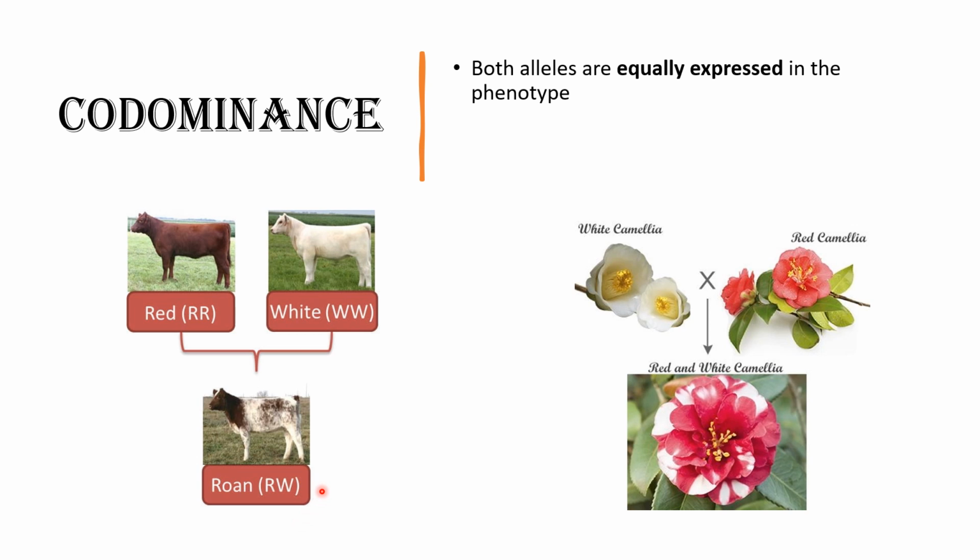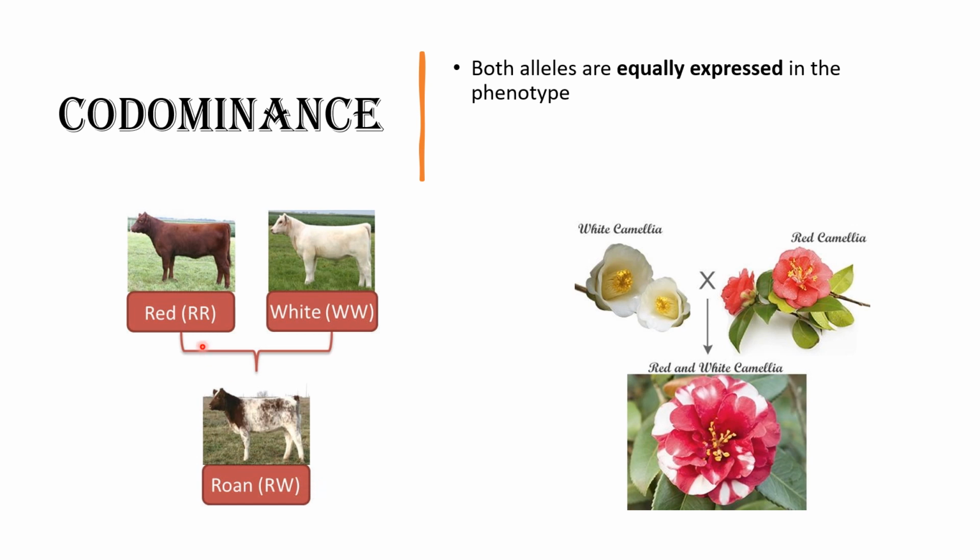So all of the alleles, like the two alleles that we find in the genotype, they are equally expressed in the phenotype. That's what I am trying to say. So I hope it makes sense. That's why we say both alleles are equally expressed in the phenotype. So they are expressed equally.